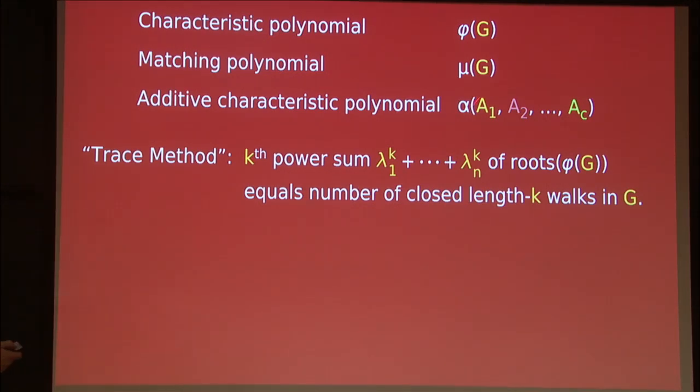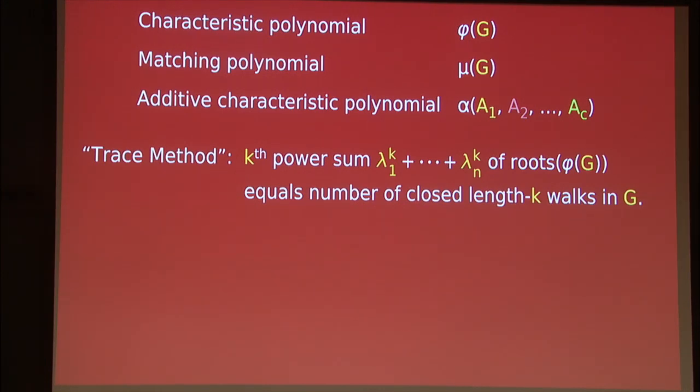So for the characteristic polynomial, it's easy, right? We have the trace method, that hopefully you all know, which says that if the characteristic polynomial has roots lambda 1 through lambda n, and you look at the kth power sum of them, then that has a combinatorial meaning. It's the number of closed length k walks in the graph G. Okay, that's the trace method. It's quite easy. So that relates the eigenvalues of this polynomial to something combinatorial about the graph.